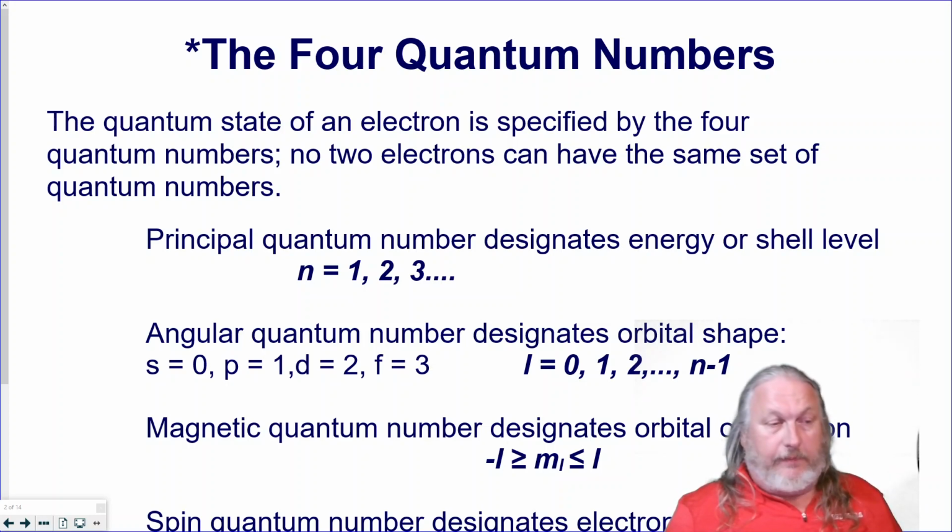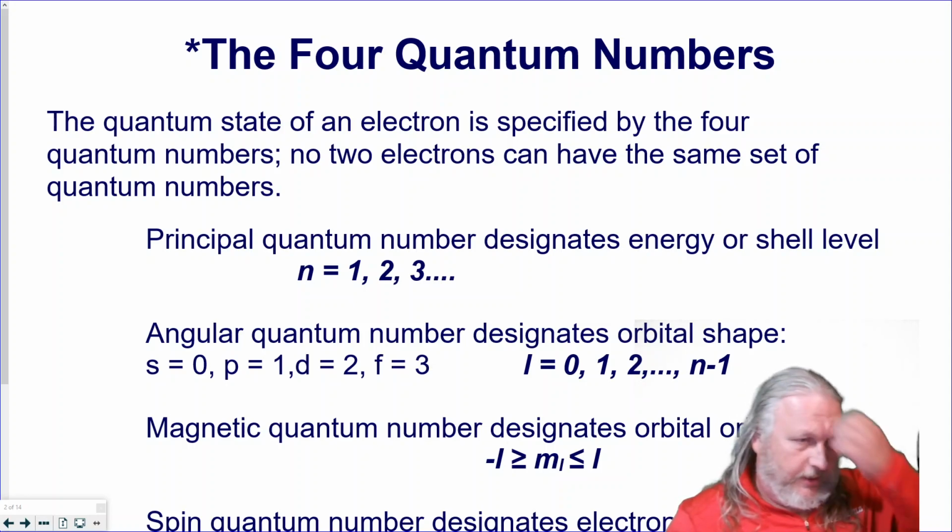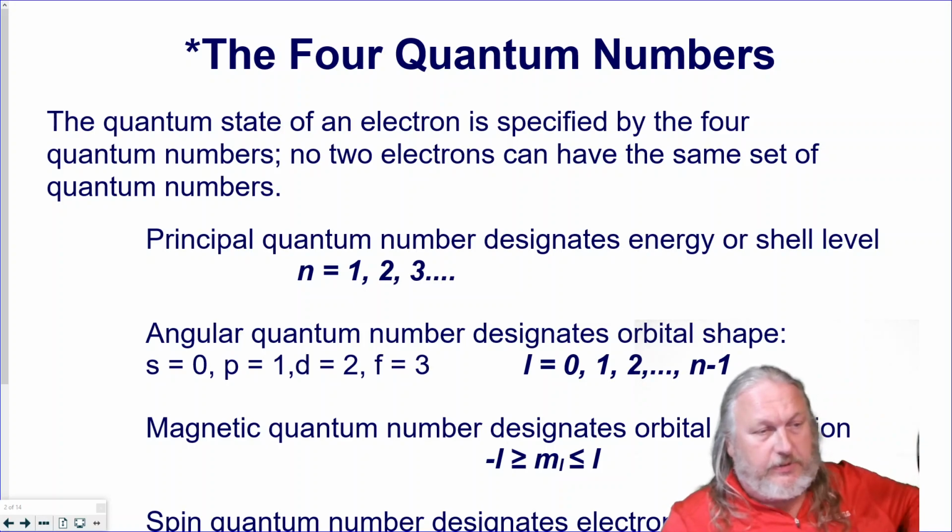The angular quantum number designates the orbital shape. S is 0, P is 1, D is 2, F is 3. All right? So, those would be 0, 1, 2, up to n minus 1, right? Or the L number. Okay? 0, 1, 2, n minus 1.